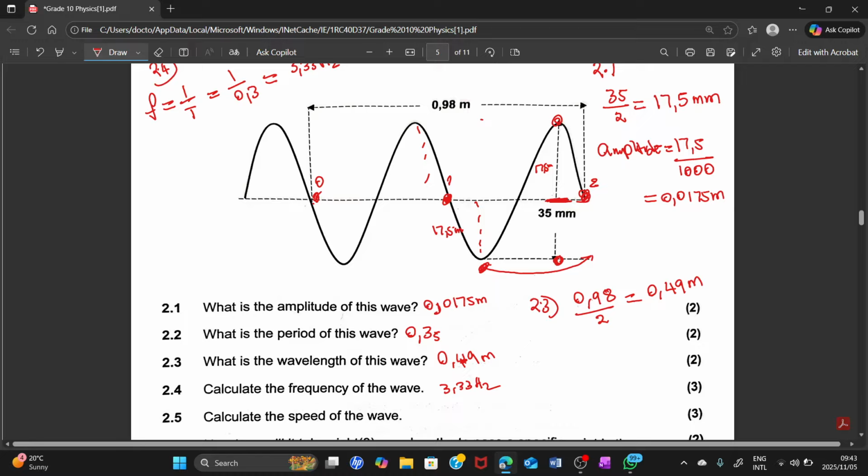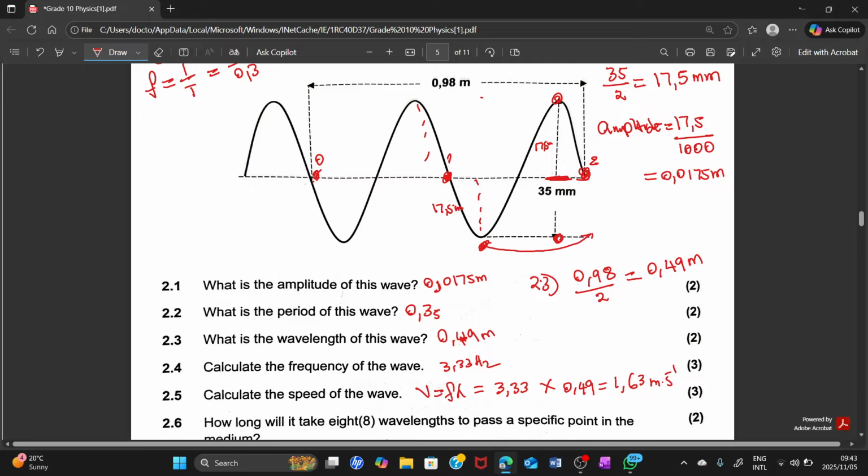Let's go to the next question. Calculate the speed of the wave. Remember the formula to calculate the speed is v is equal to f λ. Okay. What is the frequency, class? You got it. It's 3.33 multiplied by the wavelength, which is 0.49. We know this one. Then you press your calculator, it will be 1.63 meters per second. Right?